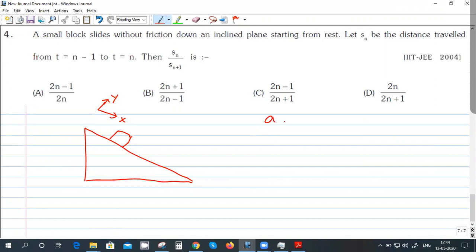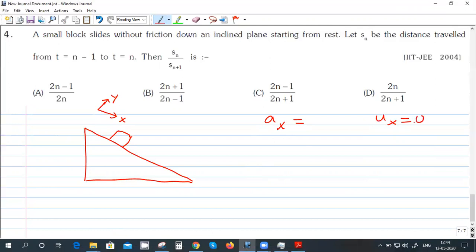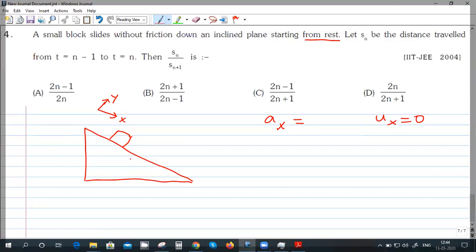So what is ax, acceleration along the x direction? Ux is 0. Let's say it starts from rest. From rest, it's given ux is 0. Ax is how much? What is ax due to? What is the force which is creating this acceleration? Gravity. Yeah. So what is the acceleration in the x direction then?